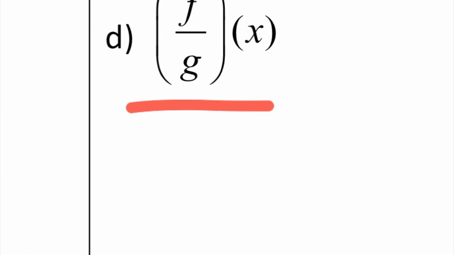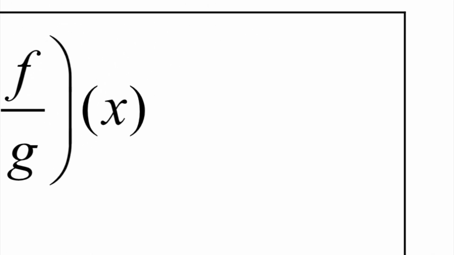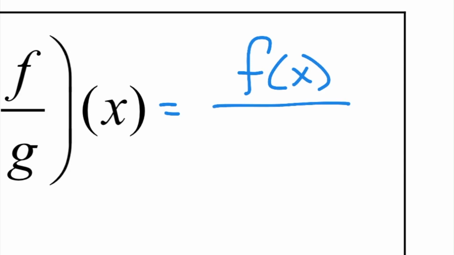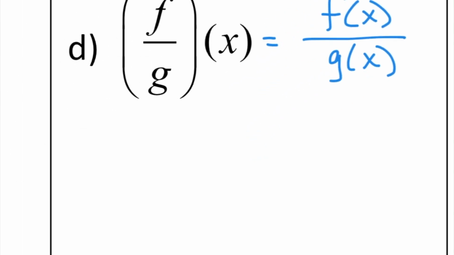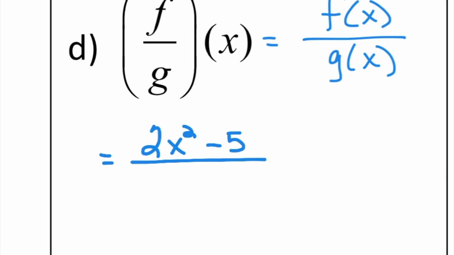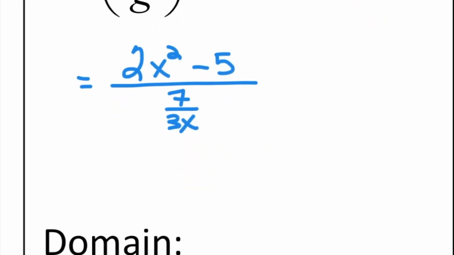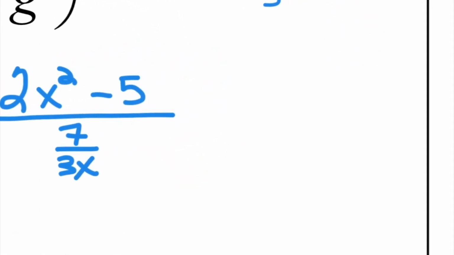And then in the division at the end here, remember that the division is telling us to do f of x in the numerator and g of x in the denominator. And so this gives us 2x squared minus 5, all over 7 over 3x. But remember that that's a division problem, right? And so let's write that over here.